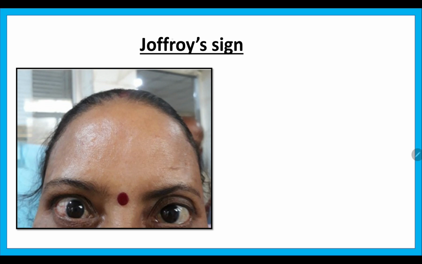Next, we move on to Joffroy sign. Here, we'll again stick on to F and R. F and R is similar to F and R of frowning. Joffroy sign is seen in pathology, so frowning is absent. Let us think like that. So loss of frowning is Joffroy sign. This frowning we usually see in the forehead, and thus in Joffroy sign, there is loss of frowning.